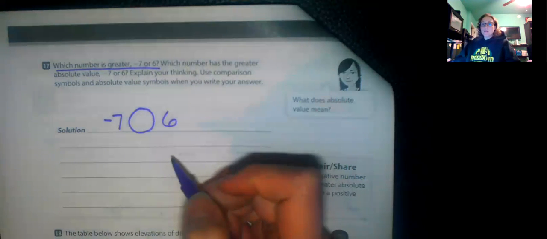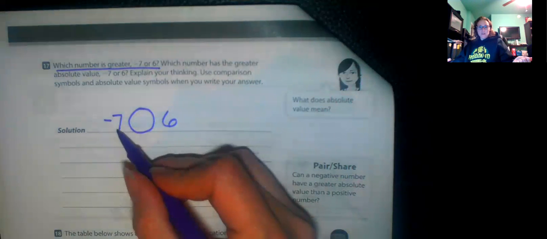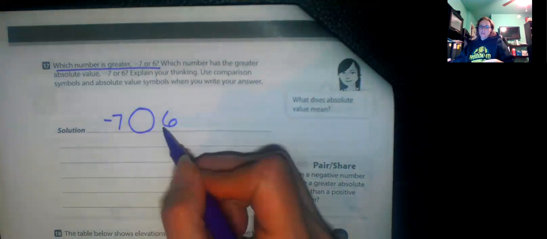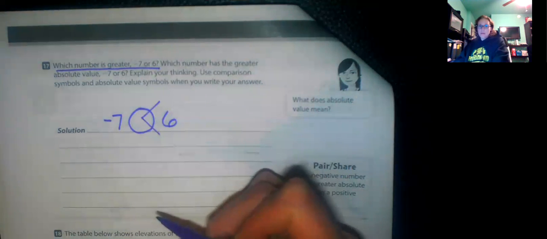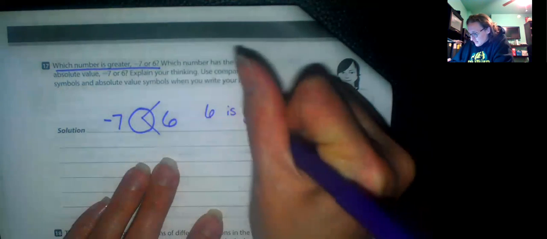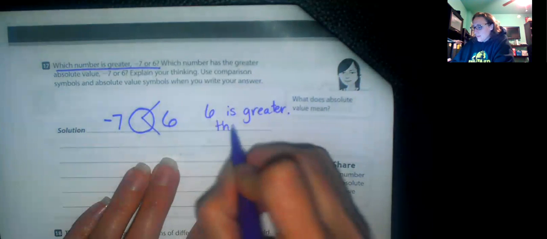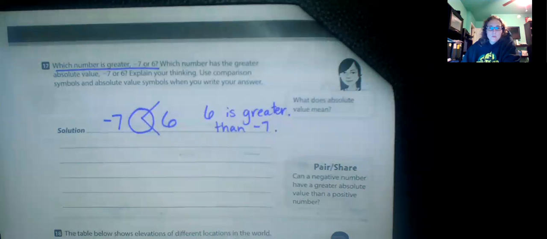Well, remember we talked about thinking of it as money, right? So you either owe somebody $7 or you have $6 in your pocket. I would rather have $6 in my pocket, right? So 6 is greater than -7, okay? But then it says which number has the greater absolute value.